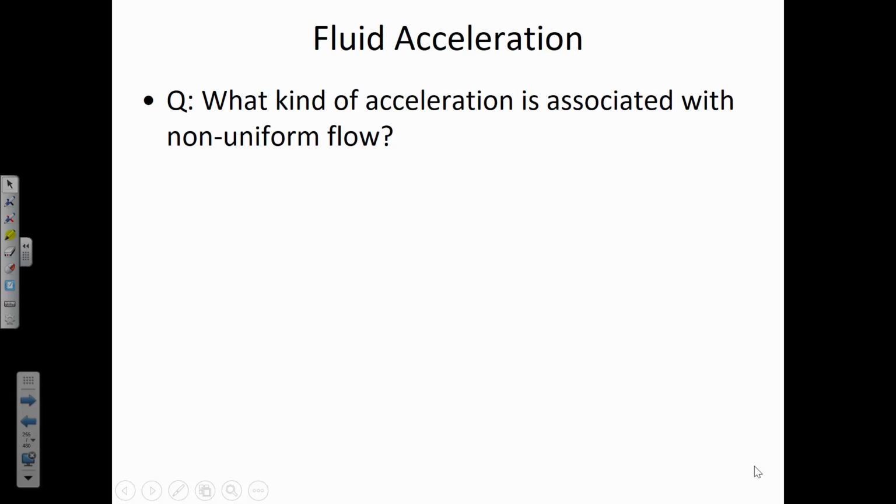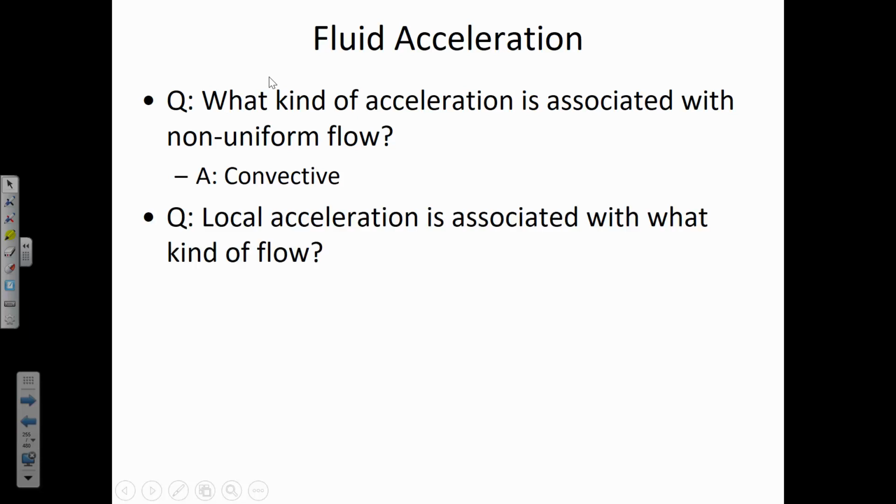So first question, what kind of acceleration is associated with non-uniform flow? Okay, remember the definition of non-uniform flow, that's where the flow is varying with respect to position. So that's convective acceleration. If you got that right, give yourself a bonus point, like if you're keeping track of your own personal bonus points. So at the end of the day, you do something nice for yourself.